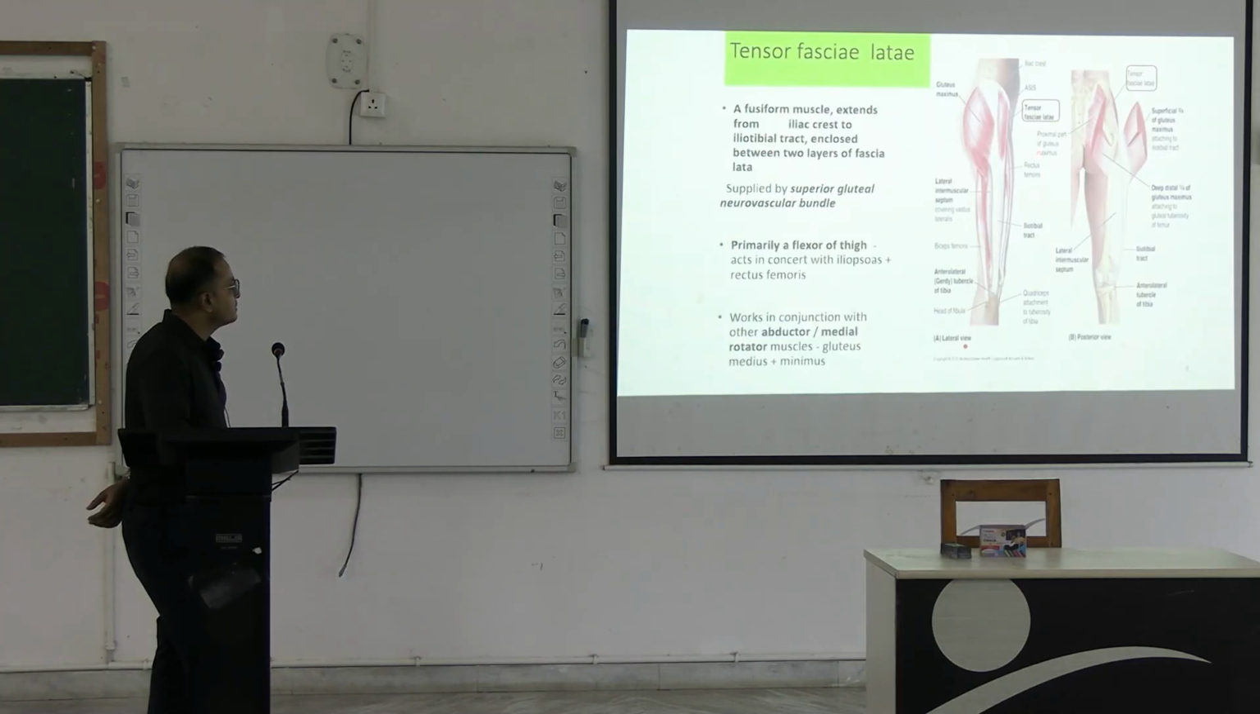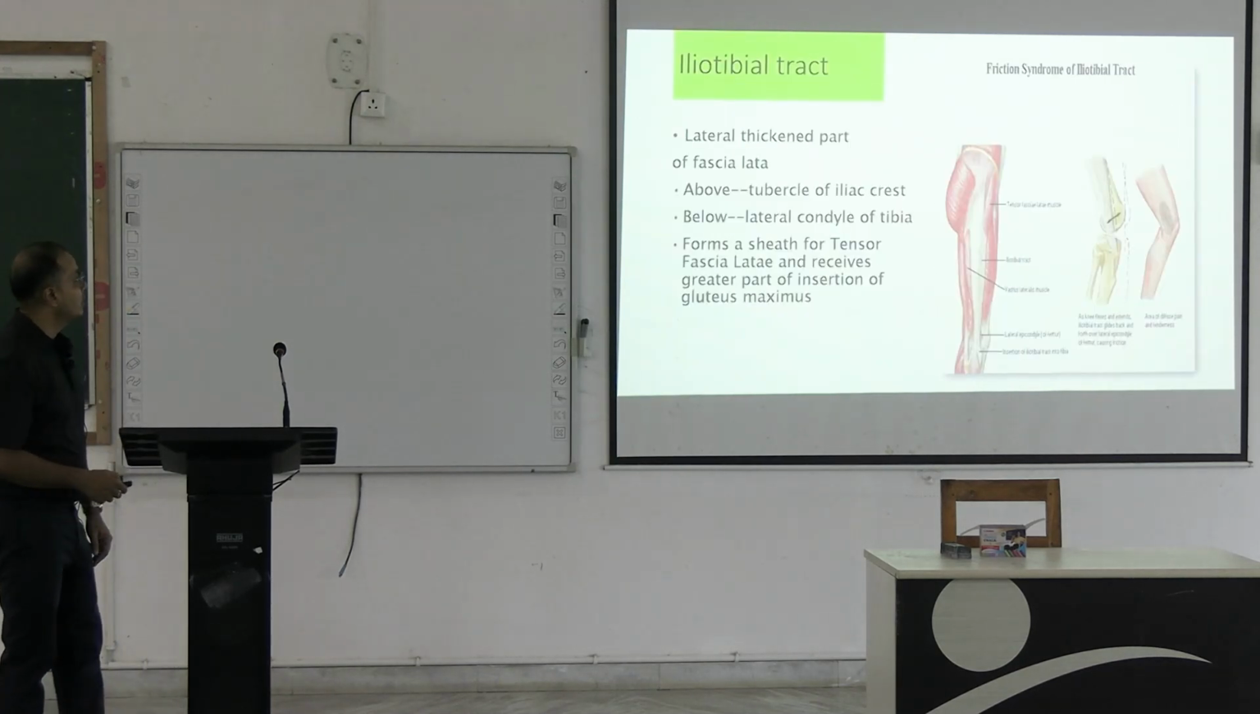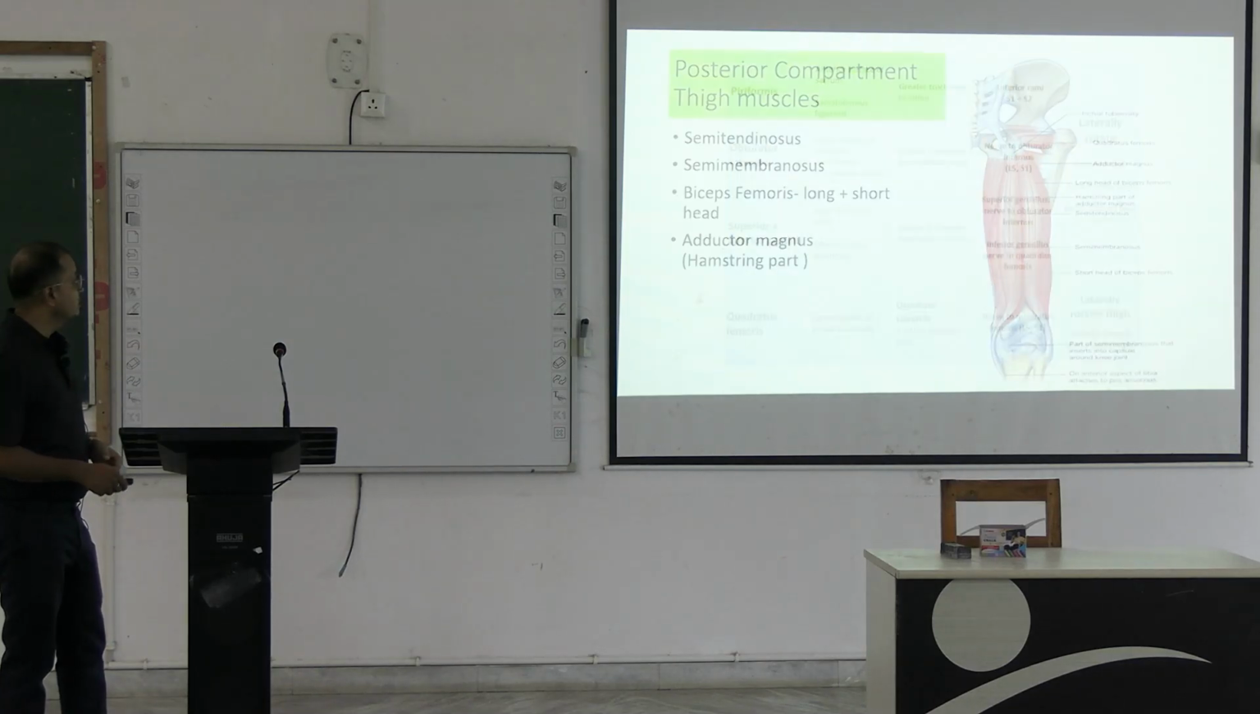Tensor fascia lata, which is present on the side of this, inserts on the iliotibial tract, which comes from the lateral side of the gluteus maximus over this region. It primarily acts as a hip flexor, helping to bend this hip, but it can also work as an adductor, an abductor and a medial rotator of the thigh. The iliotibial tract that we mentioned in the beginning, I'm skipping this part.